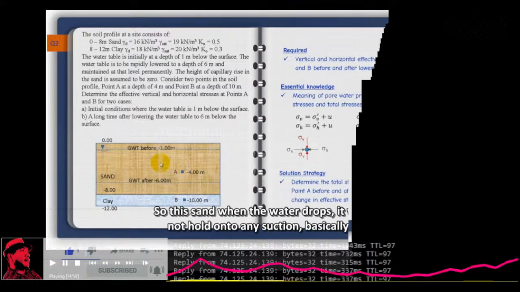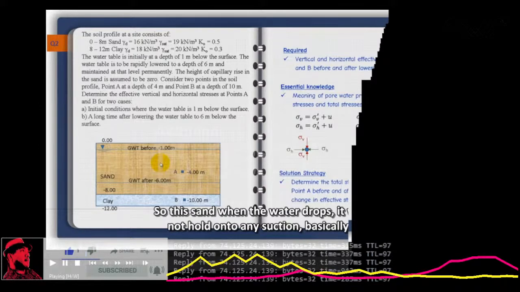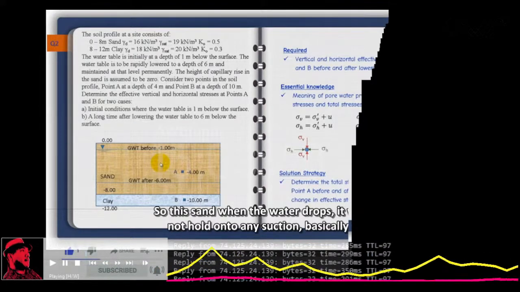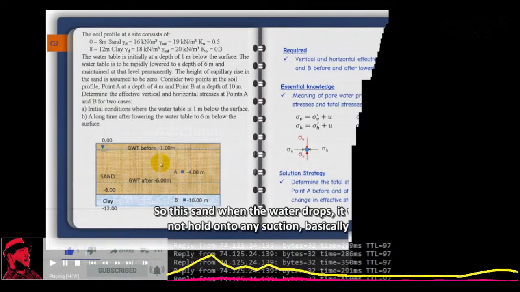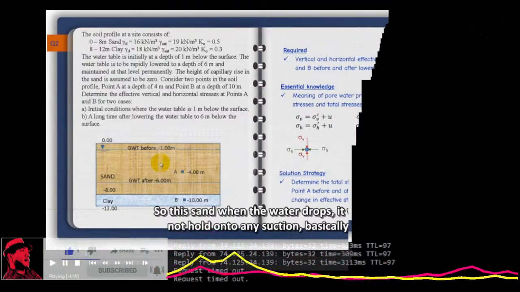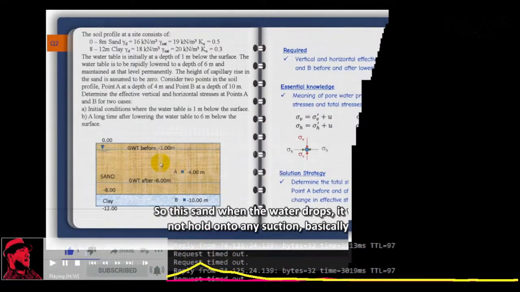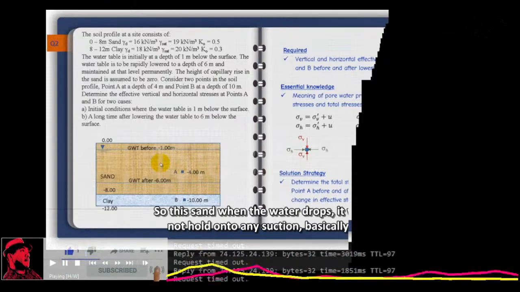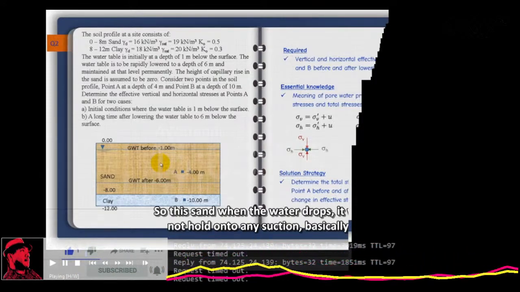Now consider 2 points in the soil profile. Point A at a depth of 4 meters, so that's -4 meter. Ground surface is 0, and this is -1, the groundwater level. And point B at a depth of -10 meters. So if this sand thickness is 8 meters and the clay bottom elevation here is -12, point B is located in the middle of the clay.